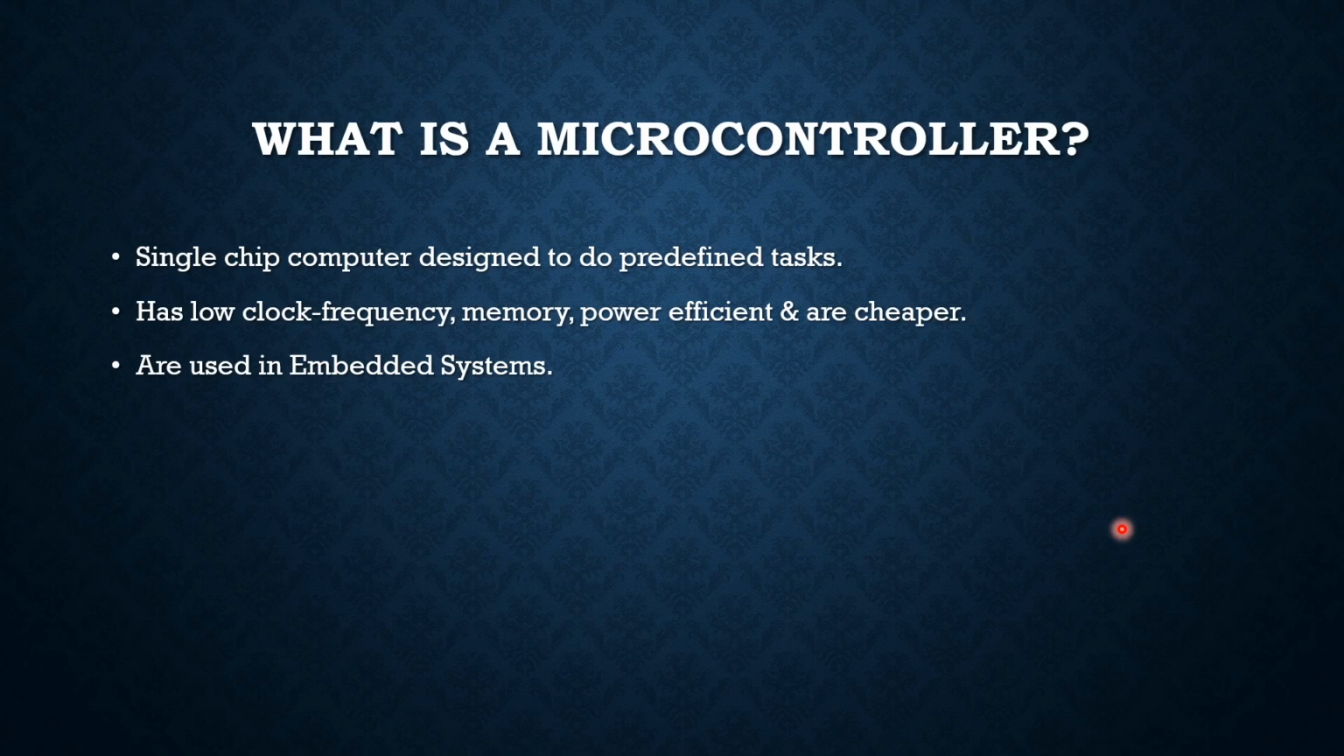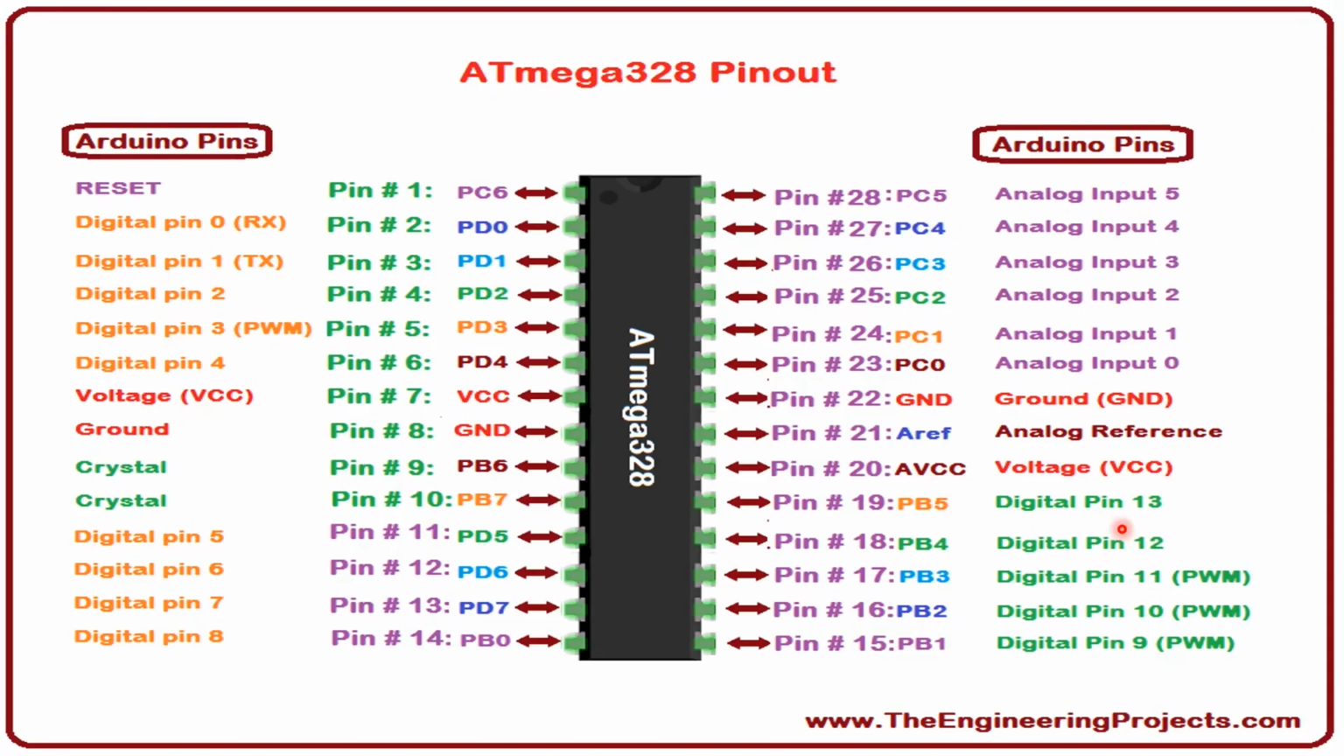So what is an embedded system? A basic definition is that an embedded system is generally a collection of hardware and software which we design to perform a particular predefined task. For an example, to understand what is inside a microcontroller, we are going to consider the Atmega 328P, which is Atmel's very famous microcontroller, and it is used on the Arduino Uno board.